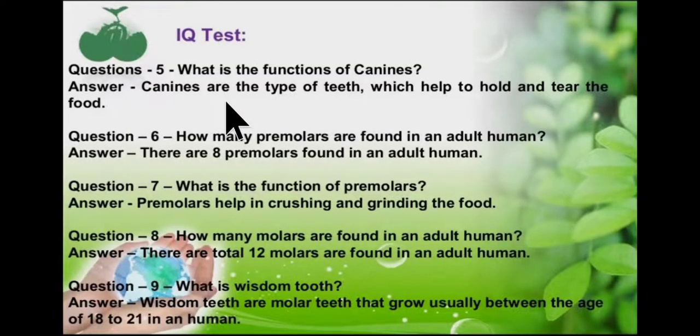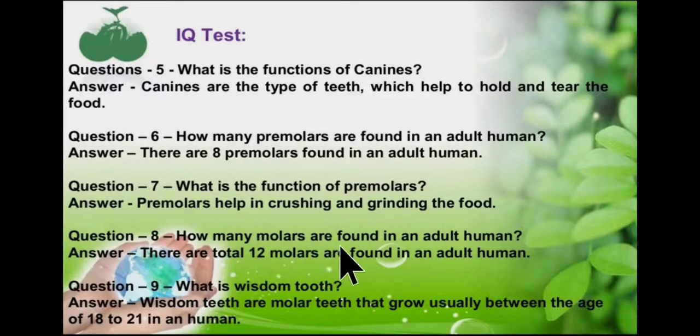Now let's revise. What is the function of canines? These are the types of teeth which help to hold and tear the food. Next, how many premolars are found in an adult human? There are 8 premolars found in an adult human. Next, what is the function of premolars? Premolars help in crushing and grinding the food.